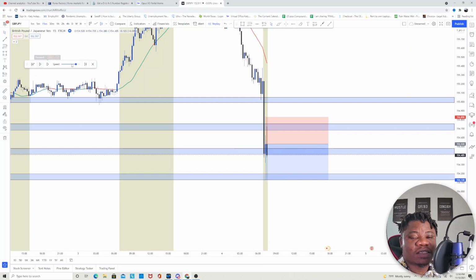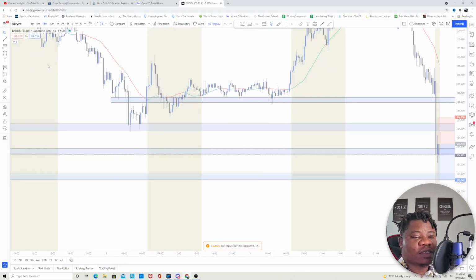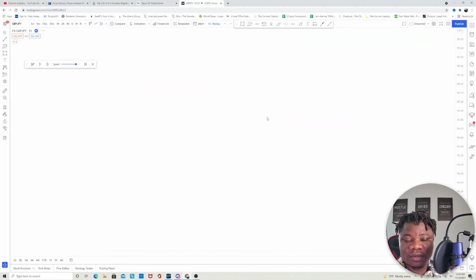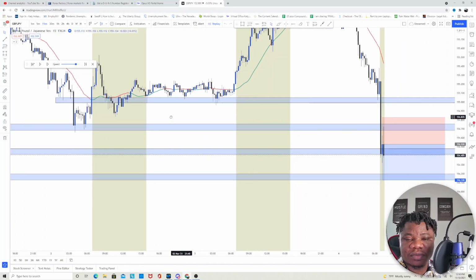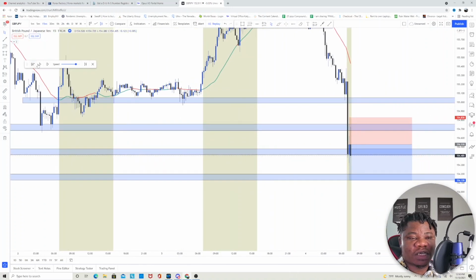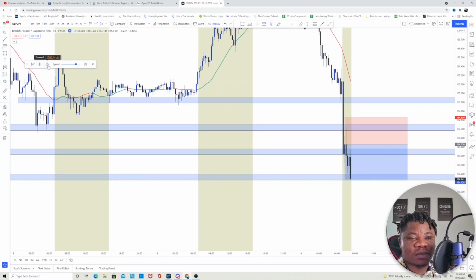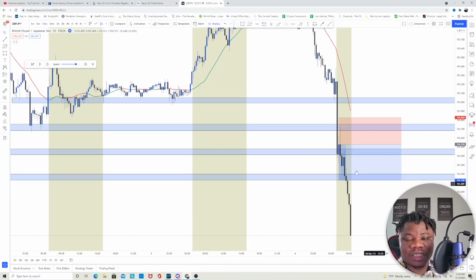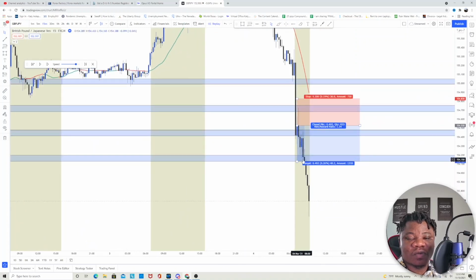Now let's see how this trade played out. Sorry about that guys, let's see what happens here. Bam, we got our take profit target here for 40 pips, and even though our take profit target was for 40 pips, if we drag this all the way, we can see that eventually we actually got 50 pips, but that's okay. Even getting 40 pips, that's all good.